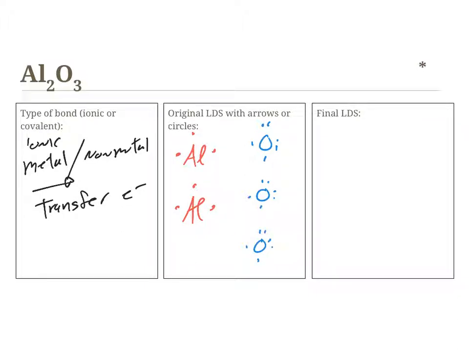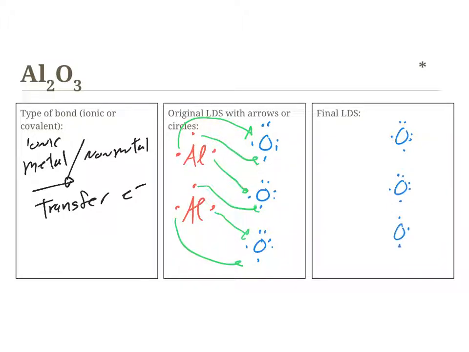Now I'm going to show my transfer. So this is going to be like an arrow here, and an arrow here, and an arrow here, and an arrow here, and an arrow here, and an arrow here. Holy mackerel. So we have oxygen, which is 1, 2, 3, 4, 5, 6, and each of them gained 2 electrons. So each of them is a -2.